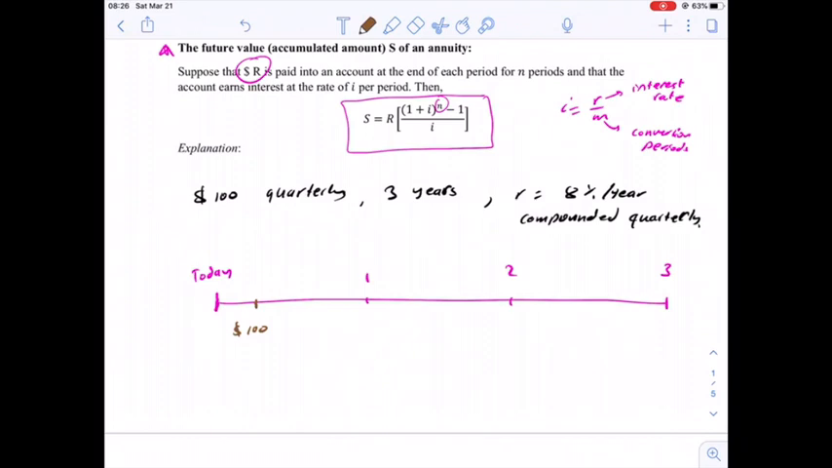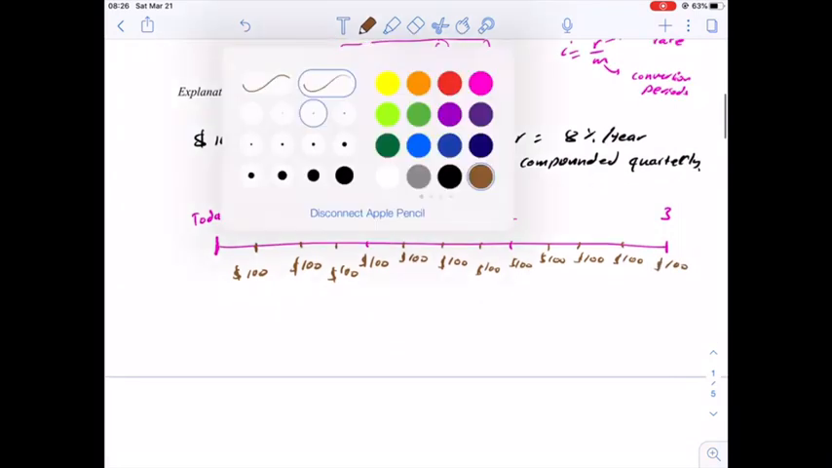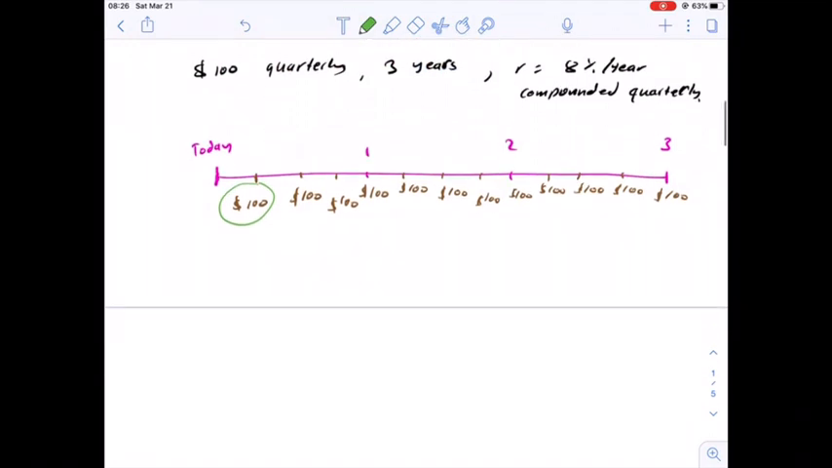So here we pay $100, $100, $100, and so on. Okay, so let's start with the first payment. When you make this payment, you ask yourself how much this is worth at the end of the 3 years. In order to find that, we apply the compound interest formula. The compound interest formula says A equals P times (1 plus i) raised to power n, where n is m times t, number of conversion periods times time in years. So let's apply it here.